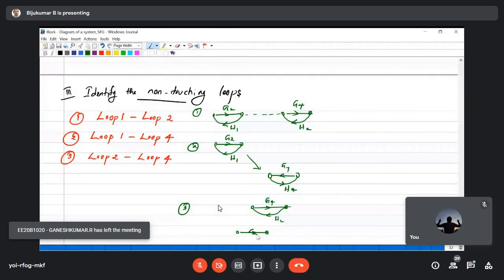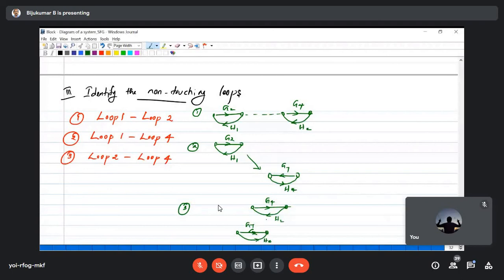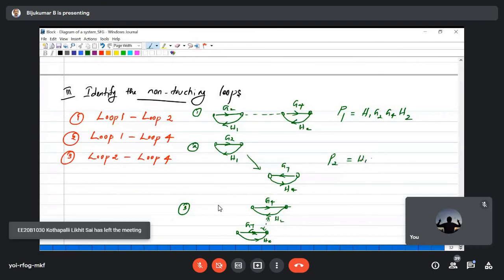G7, H4. And this also not touching. So next we can directly evaluate P1. P1 is the first possible combination, that is the gain product of these two non-touching loops. So we can write H1, G2, G4, H2. For this combination, P2 equal to H1, G2, G7, H4.